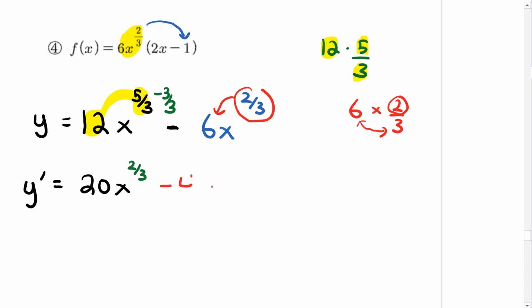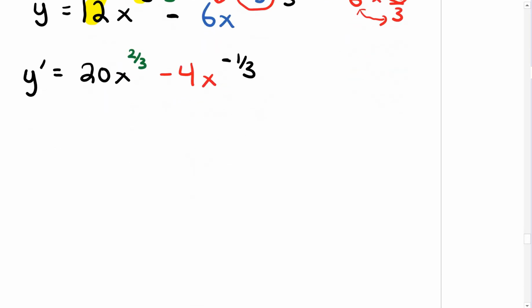So minus 4x, and then I can subtract 1, which is the same thing as minusing 3 over 3. So that's going to be negative 1/3. And I'm going to leave it like that. I don't want to simplify this because there's quite a bit of brain power already involved in this question, and I just don't want to do any more work for that problem. But that's it for question number 4.